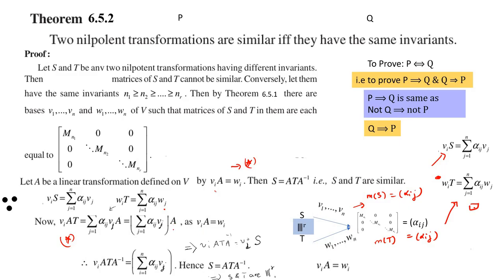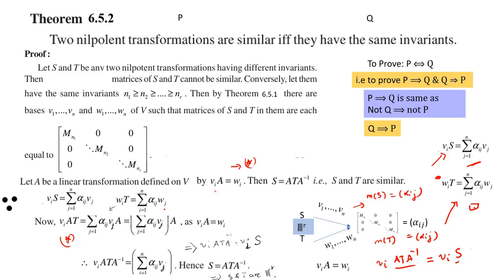So we have this, and we know already that whenever a linear transformation takes a basis to a basis, then that must be one to one as well as onto. So its inverse exists. So we apply A inverse on both sides. So we get ViATA inverse to be this. But summation alpha ij Vj is ViS. So what we have is ViATA inverse to be equal to ViS.